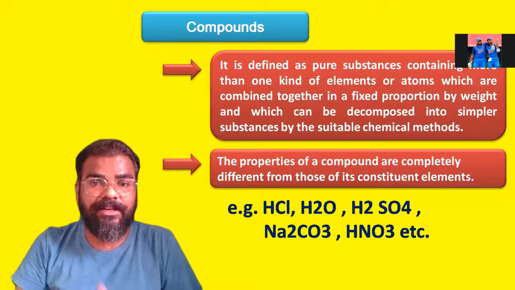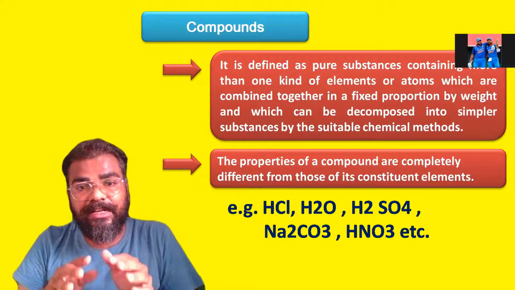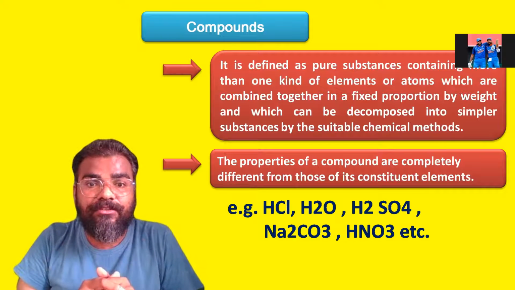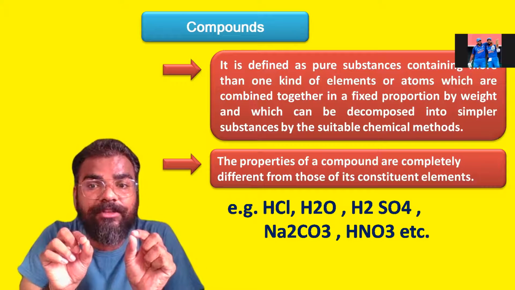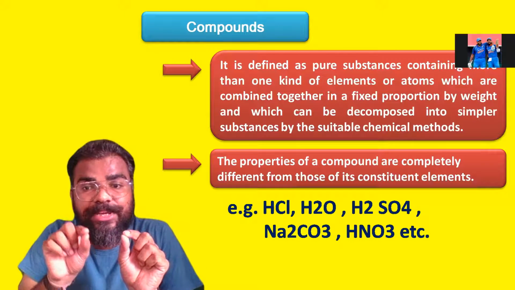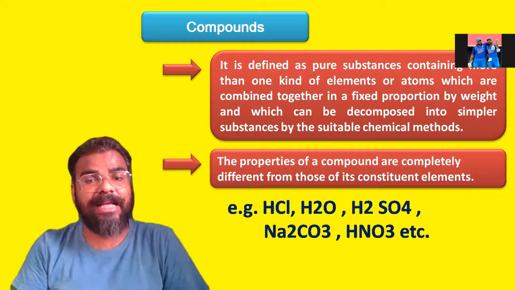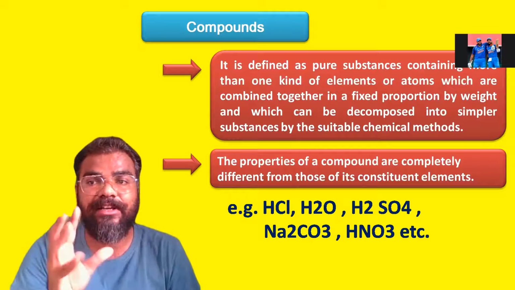Once again, it is a pure substance containing more than one kind of element or atom, which combine together in a fixed proportion by weight, and which can be decomposed into simpler substances by suitable chemical methods. That is known as a compound.